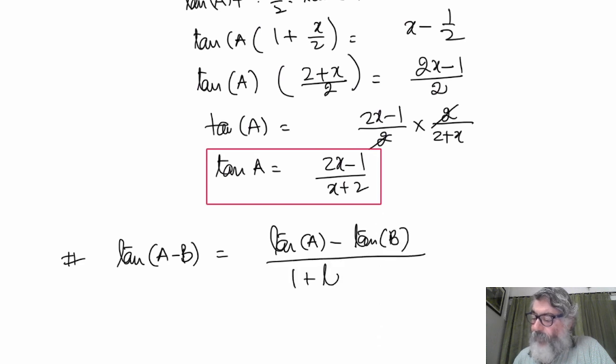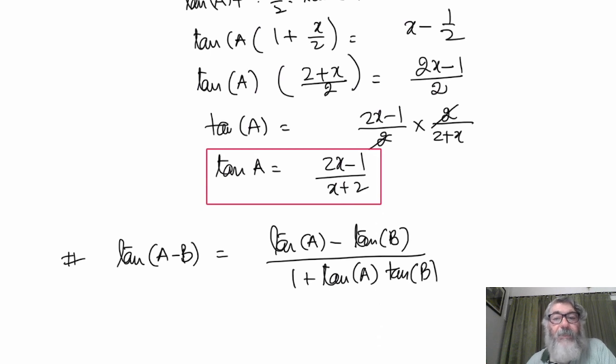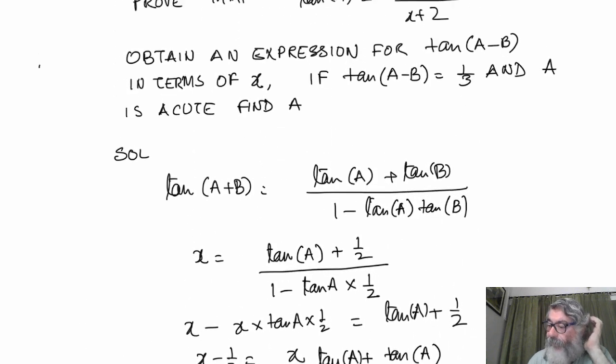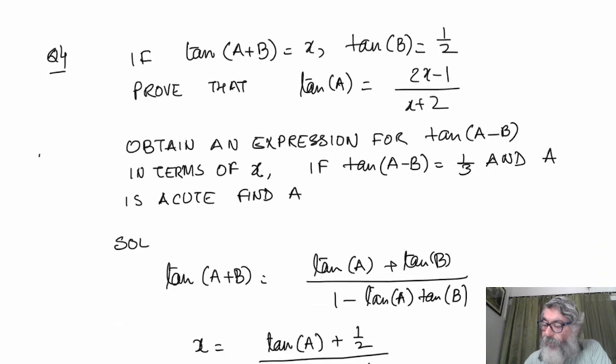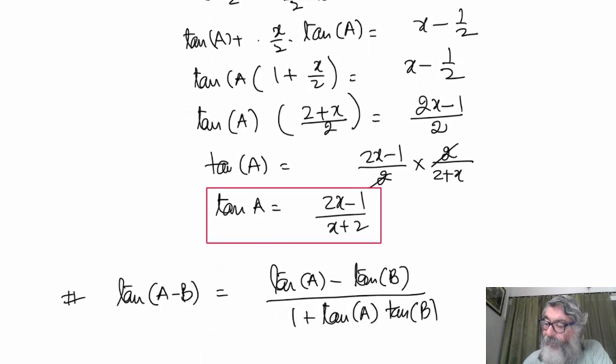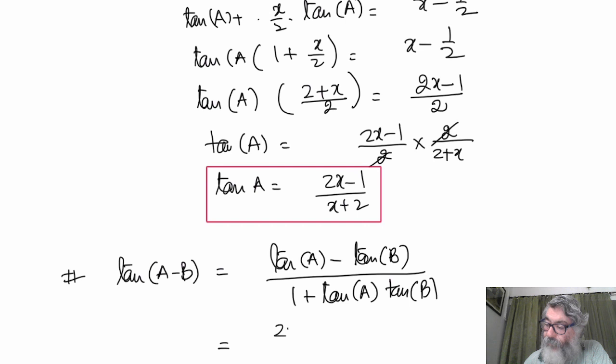1 plus tan a tan b. We know the value of tan a, we have just calculated it in terms of x, and tan b is already given. tan b was given as what? 1 upon 2, yes, tan b is 1 upon 2. So let me write down the value of tan a. tan a is (2x minus 1) upon (x plus 2) minus 1 upon 2, over 1 plus (2x minus 1) upon (x plus 2) into 1 upon 2.